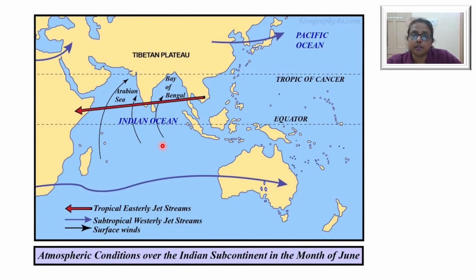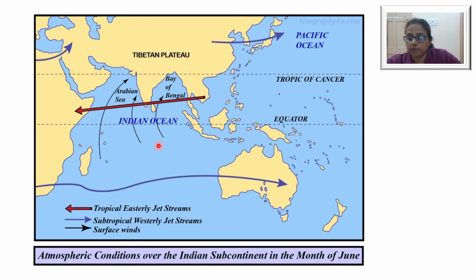It is during this time that the winds begin to blow from the cool seas and oceans around towards the thirsty land which is having an intense low pressure. A very strong pressure gradient is created, and the low pressure center caused by intense heating attracts the moisture bearing winds from the Indian Ocean.